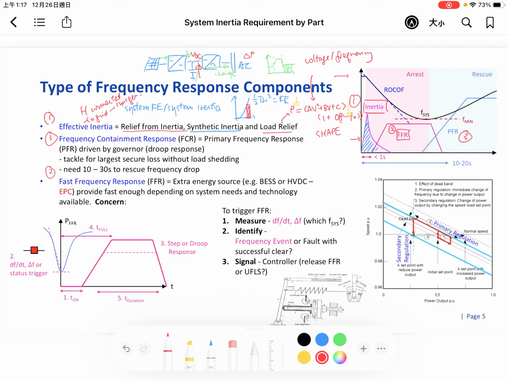The second one is fast frequency response. Again, it is the extra energy sources, BESS, the energy storage. Note that for energy storage, you need to notice two terms, which are the specific energy and specific power. We want some energy storage that can provide large specific power, such that the system can react fast and release more power in a short time. It's often supercap, or sometimes it's called ultracap, or flywheels.